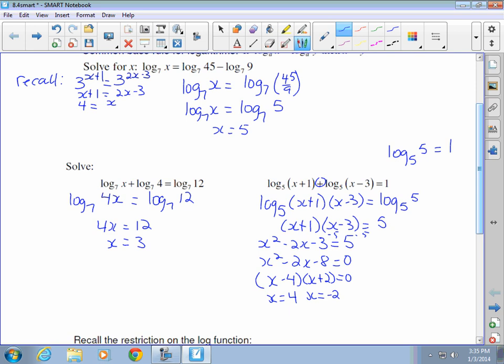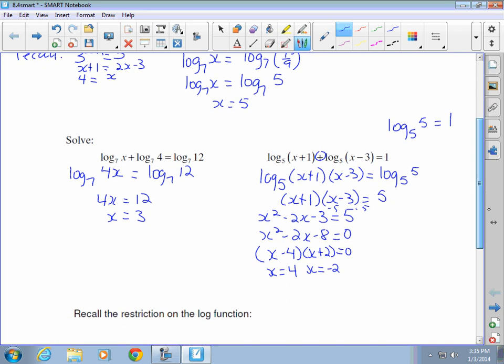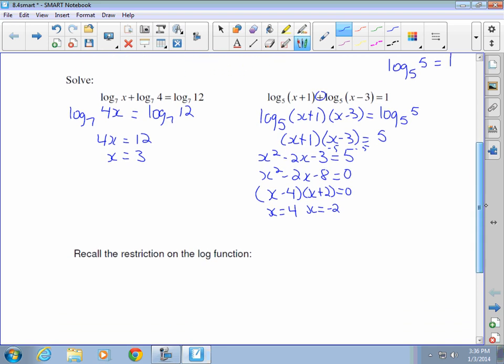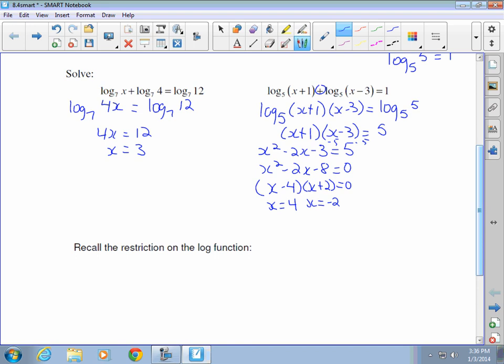So whenever you are working with these, though, you have to remember that you have to check to see if there are any restrictions or if something doesn't work. So if I check these, okay, so log base 5, I'm going to just switch this down a little further.